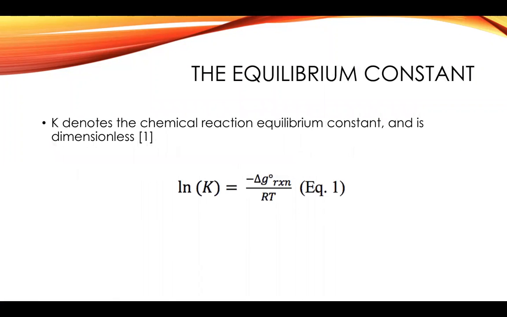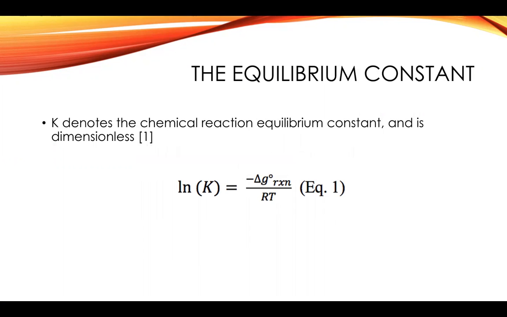In order to characterize chemical reactions at equilibrium, a constant known as the reaction equilibrium constant, K, is calculated. As you can see from equation 1, this constant is determined by the Gibbs free energy of reaction for the system, the gas constant, R, and temperature. The Gibbs free energy of reaction is determined by finding the sum of the Gibbs free energy of formation of each species multiplied by its stoichiometric coefficient.